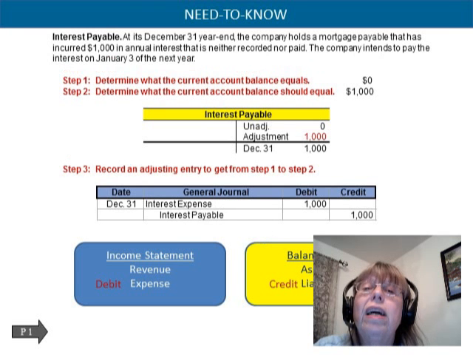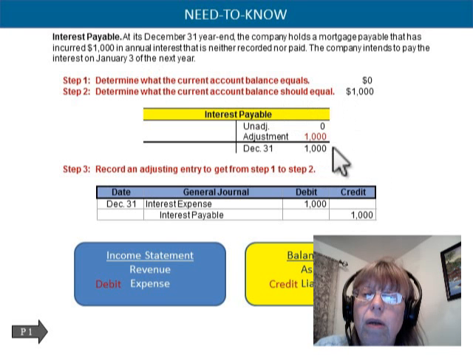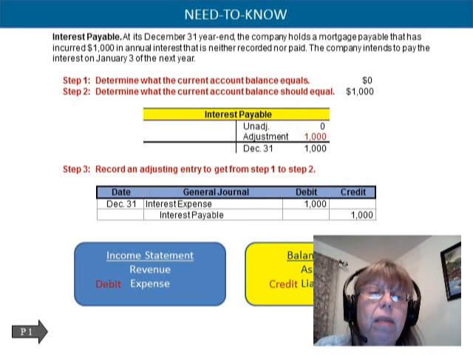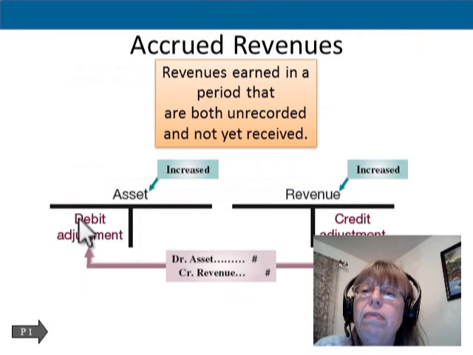The next one is a mortgage payable. That's a loan. Interest has to be paid on that loan, and they tell you it's $1,000 in annual interest that will be paid probably next year. It tells you January 3rd of the next year. It should still be recorded because it's been accrued in the current year. So again, debit the expense and credit the payable for that one.